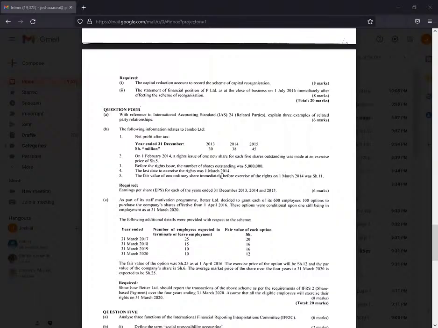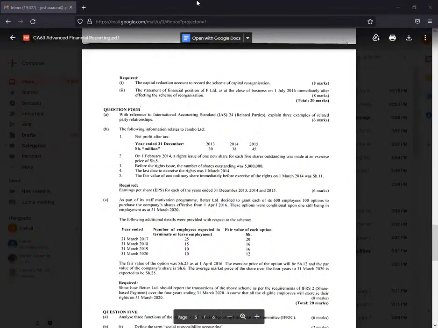Note number 5: the fair value of 1 ordinary share immediately before exercise of the rights on 1st March 2014 was shillings 11. Now, what a good student will do in such a question is to single out and identify the low-hanging fruits. In this particular question, can somebody tell me what the lowest hanging fruit is that we should be able to harvest, which is ripe?